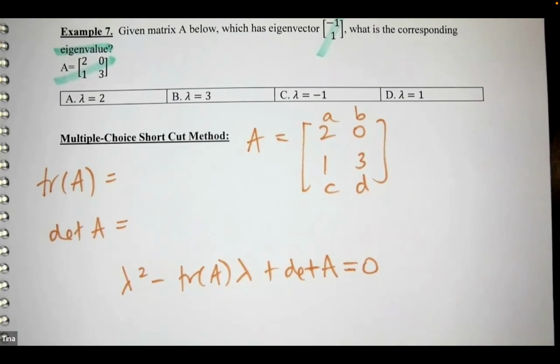Regardless of method, I want you to get your characteristic polynomial, factor it, and find your two eigenvalues. This one will have two distinct eigenvalues. Go for it, and then I'm going to show you how to find the eigenvectors, the short and the long way.